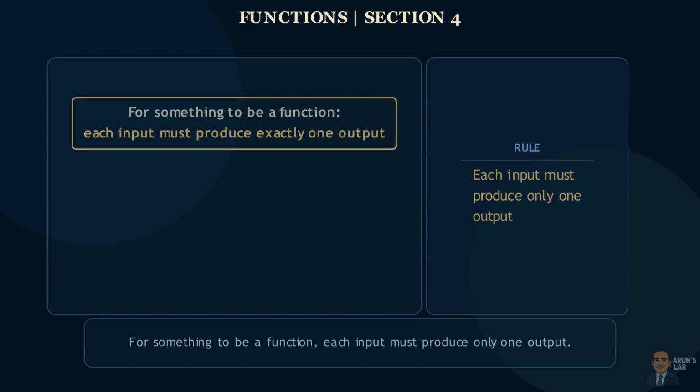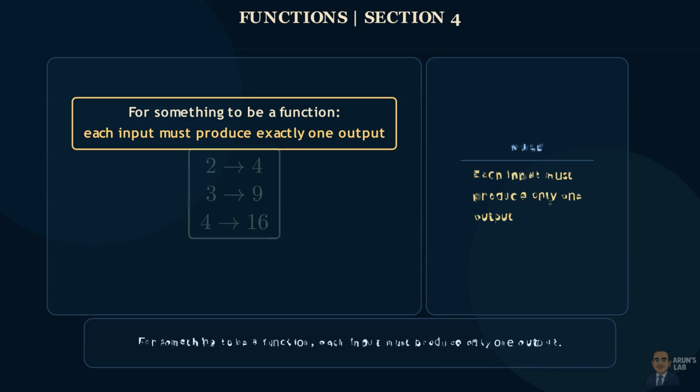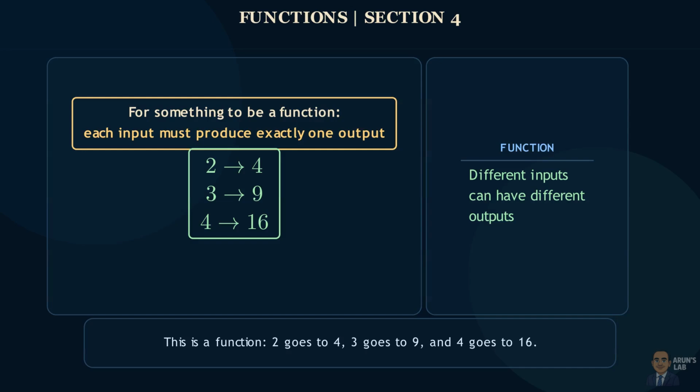Now we must understand an important rule. For something to be a function, each input must produce only one output. For example, when we input 2, we get 4 as output. When we input 3, we get 9 as output. When we input 4, we get 16 as output. So for each input there is a corresponding output. So this is a function.